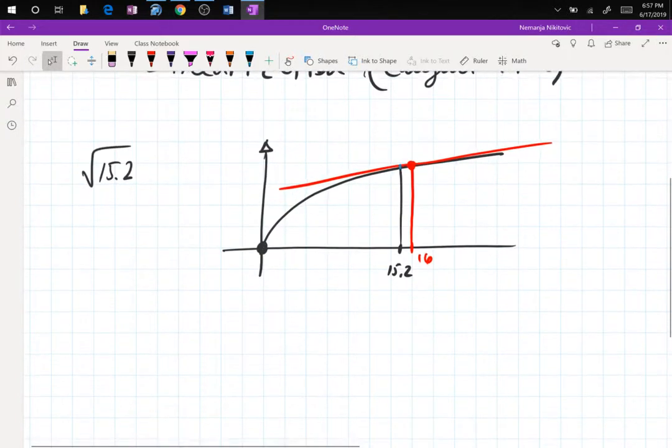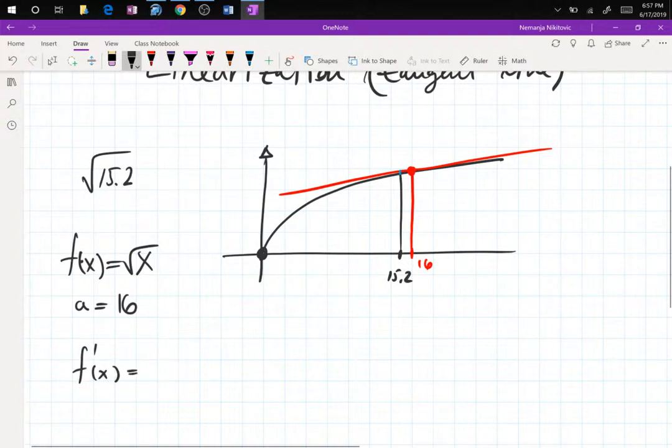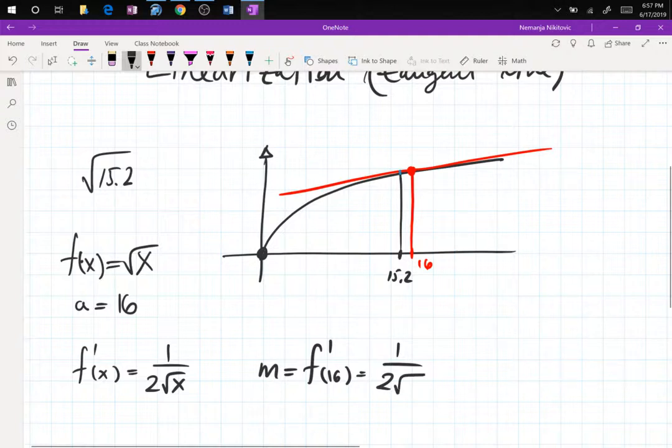So, to solve this problem, I am going to say that my function f of x is the square root of x, and the number a that I am linearizing at is 16. So you find the tangent line at 16. Now you know the process for the tangent line. That's nothing new there, right? You find the derivative, you find the slope, you find b, you're done. So to find the slope, we find the derivative, 1 over 2 root x, and then the slope is that derivative computed at 16, which is 1 over 2 root 16, which is 1 over 8. And we found the slope.